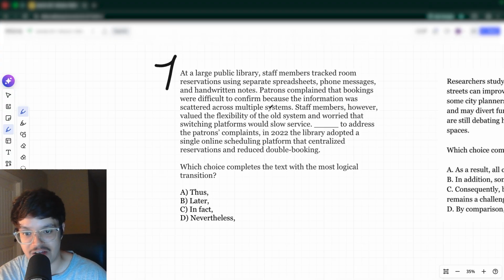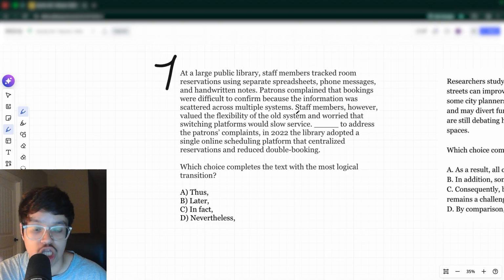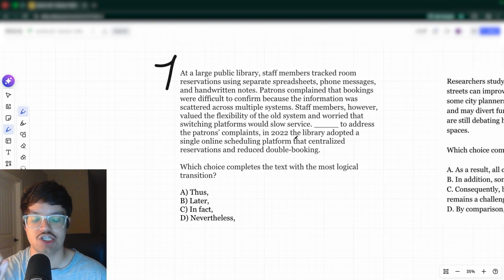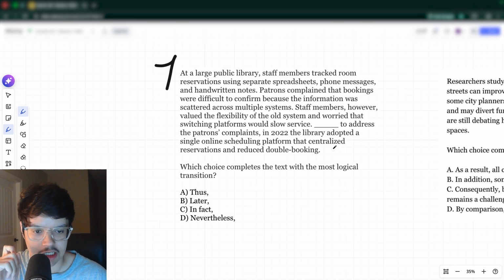Staff members, however, value the flexibility of the old system and worried that switching platforms would slow service. Okay, so the staff members did not want to change. They liked how it was, and they want to keep it that way. Blank, to address the patrons' complaints, in 2022, the library adopted a single online scheduling platform that centralized reservations and reduced double booking. Okay, so they're like, okay, we'll do what you want us to do. We'll switch over to something else. That's fine. So what would be the prediction here?